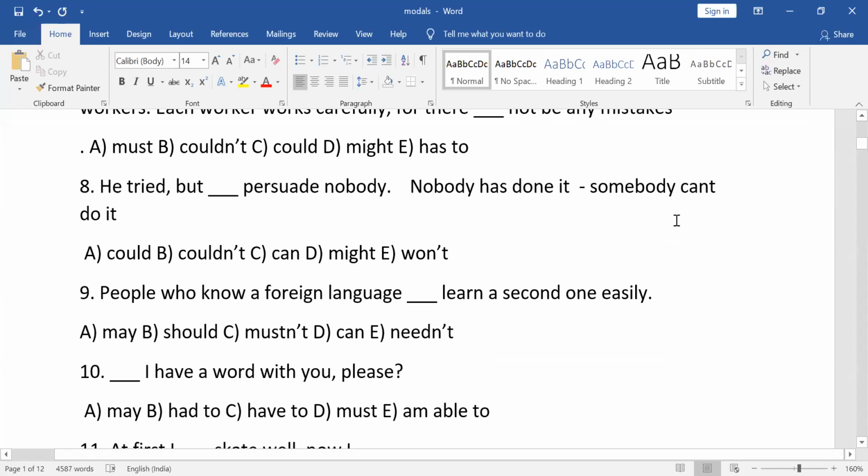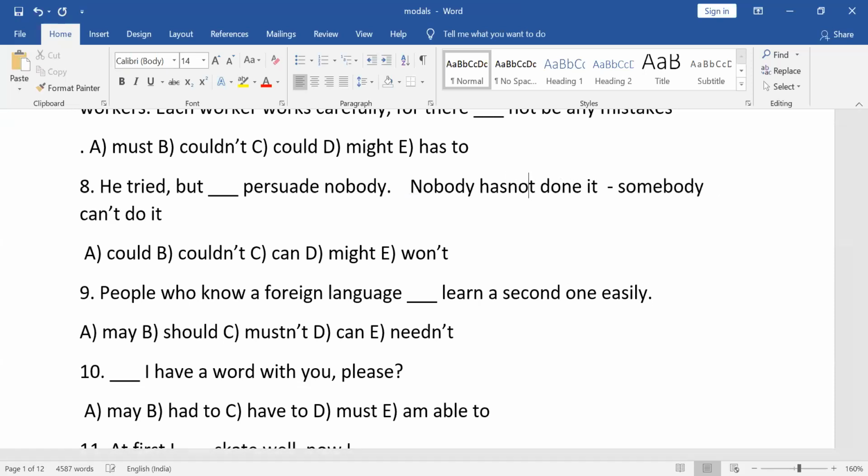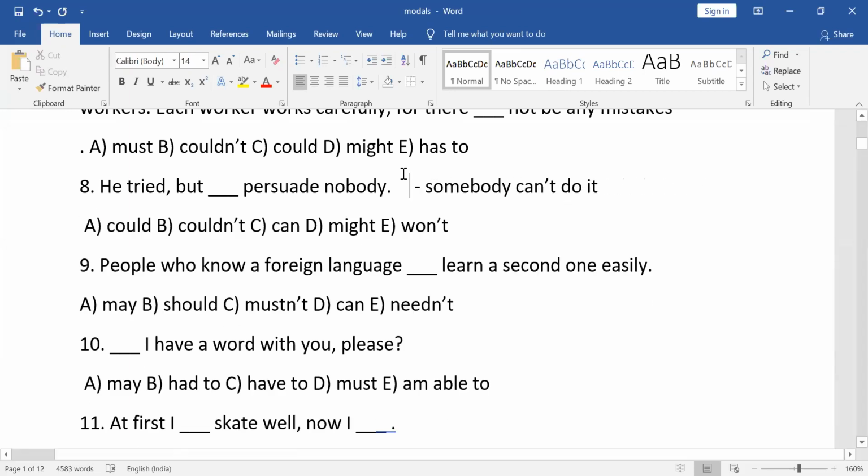If you have a negative one, either you have it at the verb level or at the subject level. Either use no here or not here, but suppose if I say nobody has not done it, that is wrong. Negativity should happen either at verb level or at this level. So I did not pay attention to nobody. That's the reason I said this. But already negativity is there. So he tried, but could persuade nobody. But could persuade nobody is equal to couldn't. So answer is A.